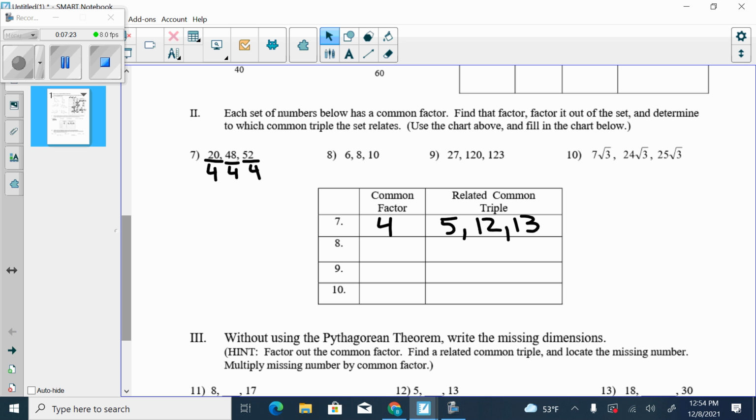All right, number 8. What's my GCF there? 2. Okay, so if I divide all 3 of these numbers by 2, what sides are we left with? 3, 4, and 5. Very good. Also another very common Pythagorean triple. Okay, number 9, what's our greatest common factor? 3, okay. So if I divide all of those by 3, what are we left with? 9, 40, 41. Good.